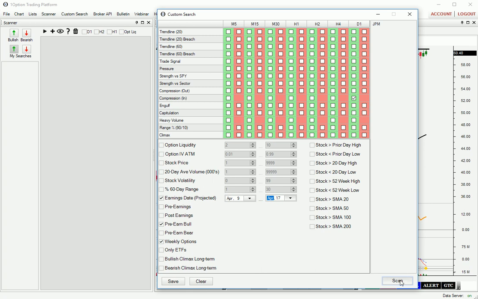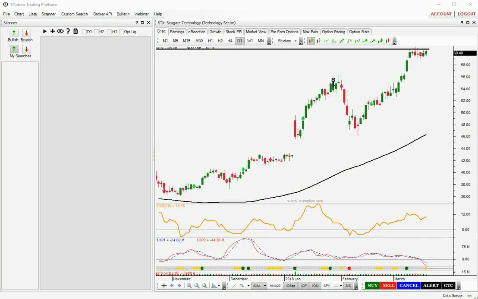When earnings season cranks up, there we go. There are a lot more to pick from now. So I know that I have to pick a spread that expires before April 9th. And let's take a look at some of these results. I'm going to click through each one of these and see if there's a nice bullish put spread that we can be putting on right now.